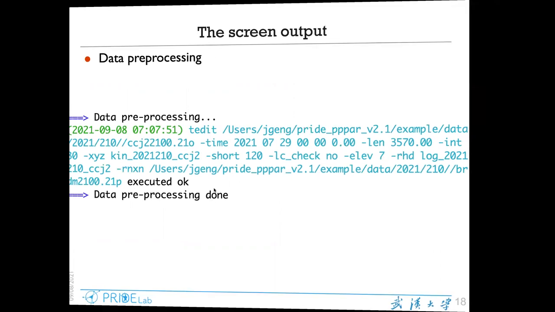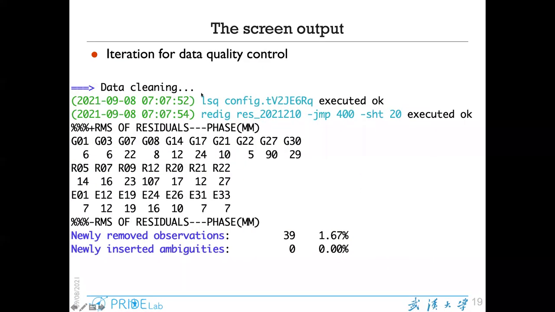And then we can go to the next stage, which is the data cleaning. This is an iteration between two commands. The first one is LSQ, the list of squares. And the second one is radic, which means to detect the smaller cycle slips and outliers after we finish the tidied command in the pre-processing.